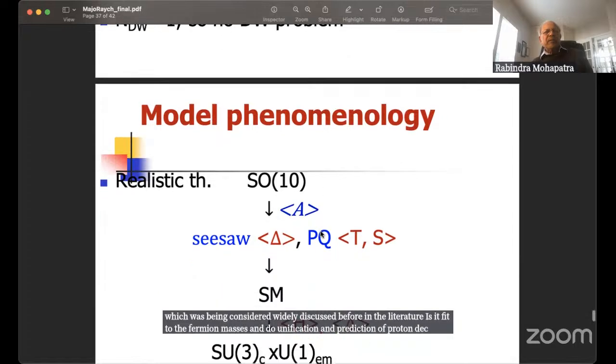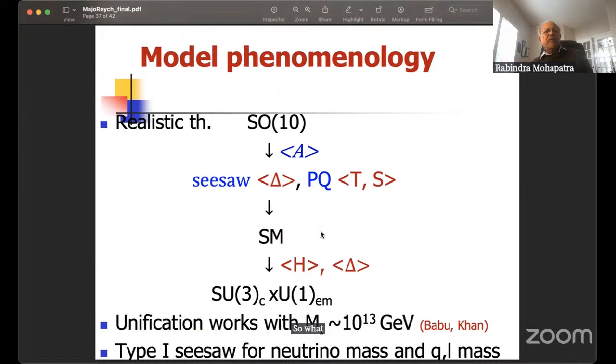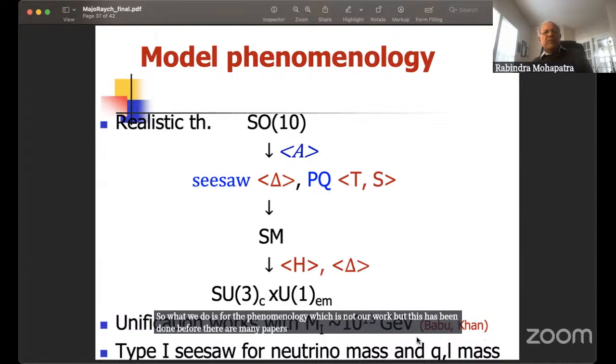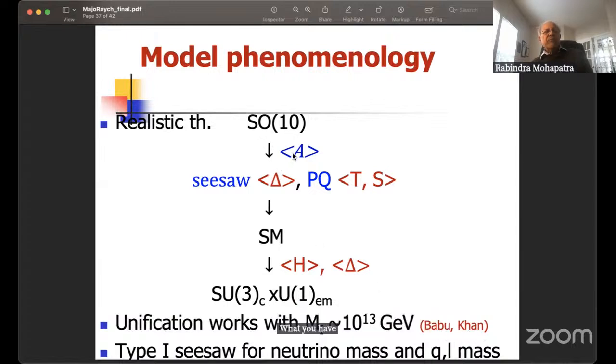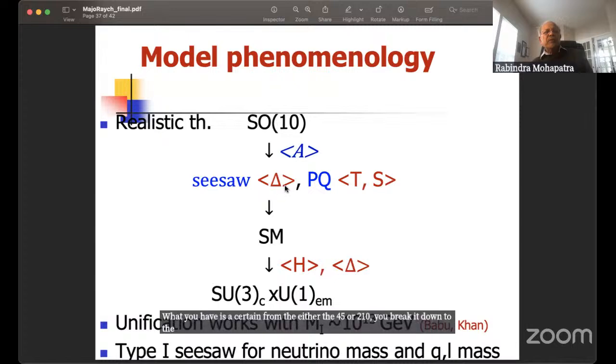Okay. So what we do for the phenomenology, which is not our work but has been done before, there are many papers, but I'm using the results of this paper. What you have is a certain breaking from either the 45 or 210, you break it down to the 224, and then you have a delta by the 126 wave, which gives rise to the seesaw mechanism.